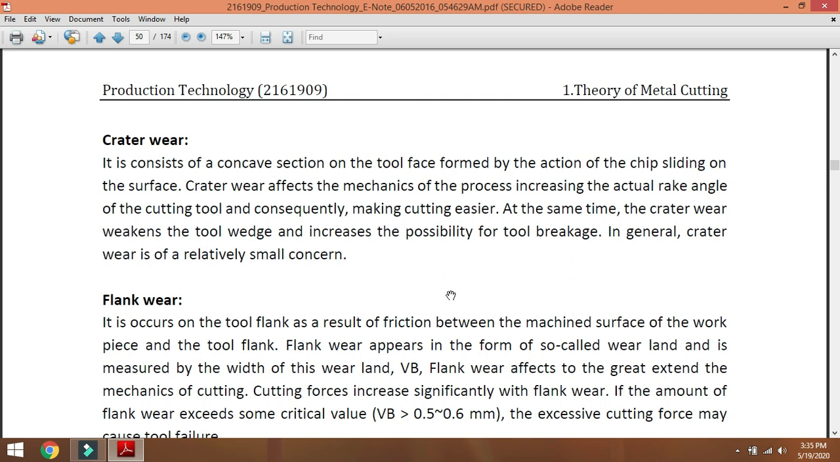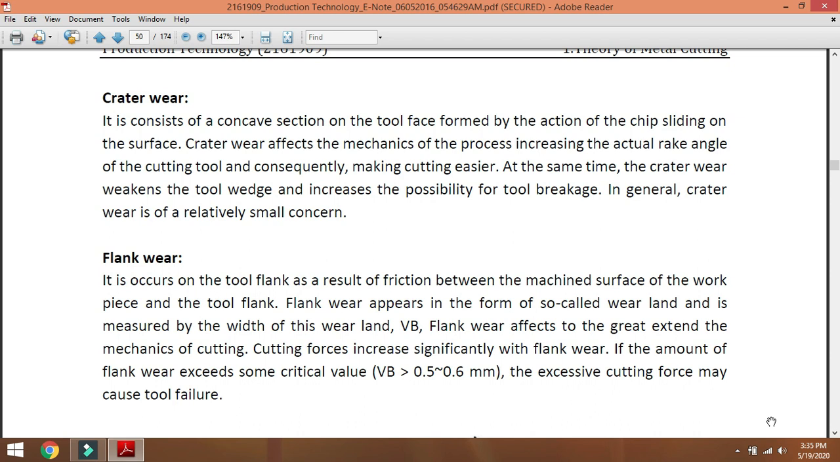Here you observe that it occurs on the tool flank as a result of friction between the machined surface of the workpiece and the tool flank. Flank wear appears in the form of a so-called wear land and is measured by the width of its wear land. Flank wear affects the mechanics of cutting to a great extent. The cutting forces increase significantly with the flank wear.